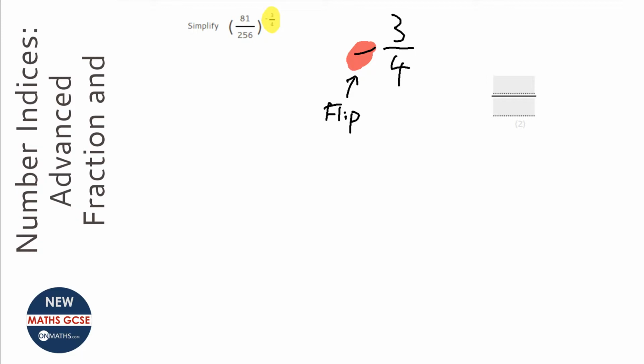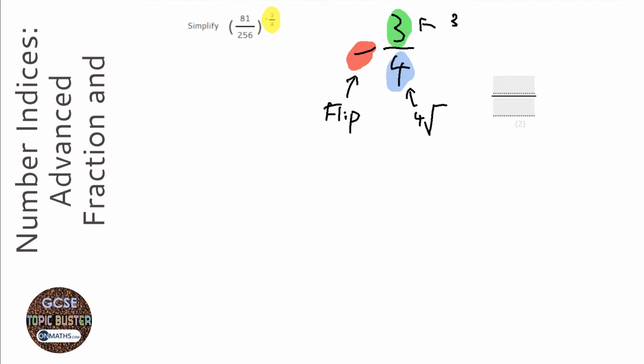This 4 here will find the fourth root. If it was a number 2, it'd be a square root, 3 would be a cube root, but a 4 would be the fourth root. And finally, this 3 here is just a normal power, so that will just be to the power of 3.